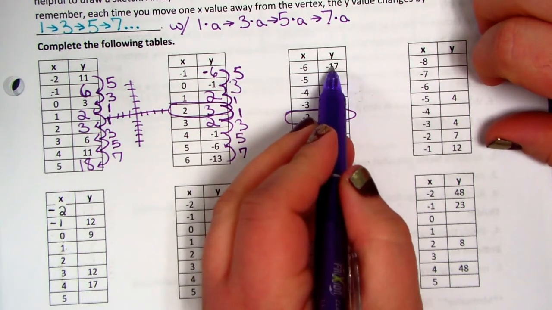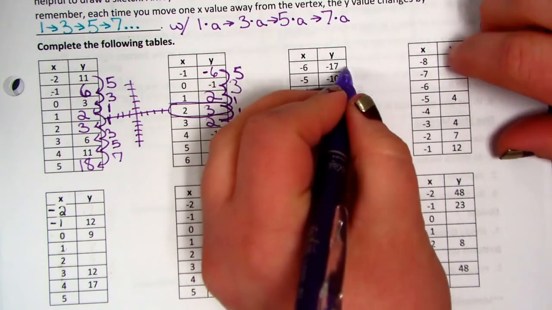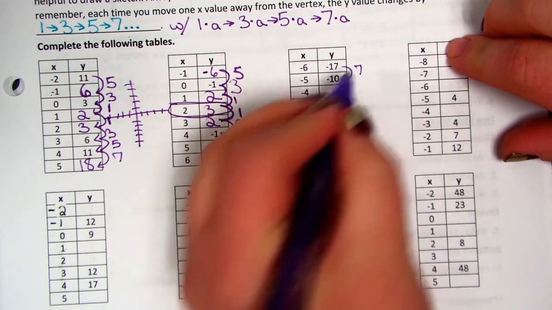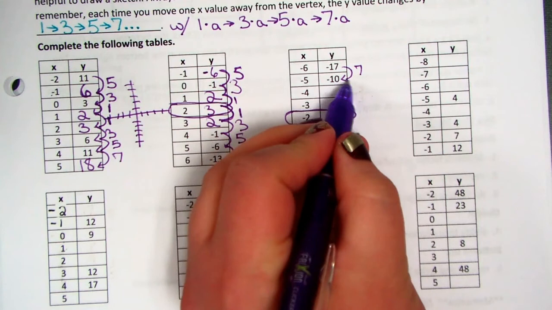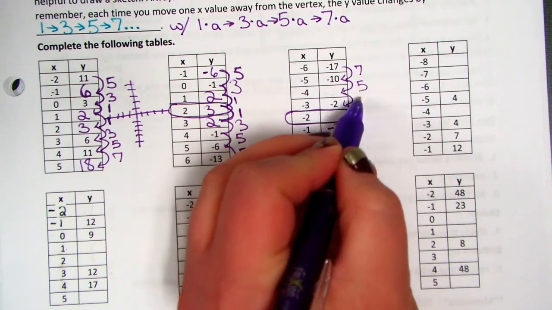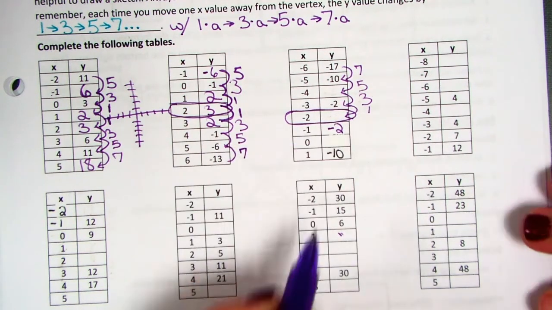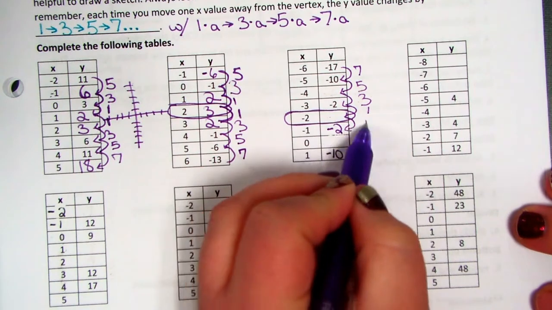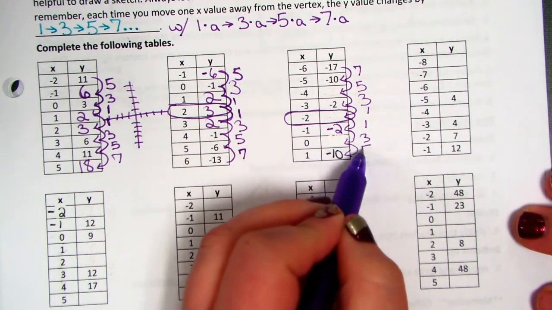So we have -17 to -10. The distance between that is 7. So the distance between here should be 5, 3, 1. And going outward, it should be 1, 3, 5.